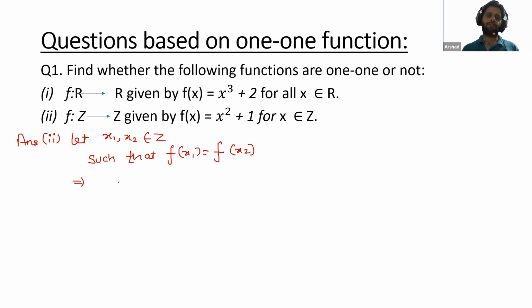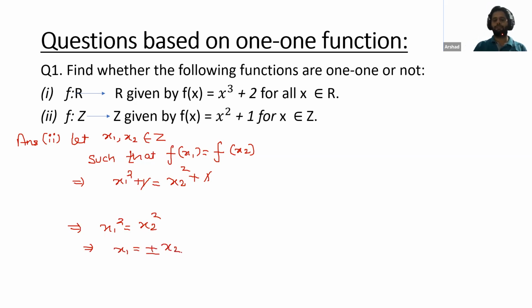Then what is meant by fx1? x1 square plus 1 is equal to x2 square plus 1. 1 will cancel out, so you will get x1 square is equal to x2 square. Now this is an even power, so you will get x1 is equal to plus minus x2. So you are getting two values. If we get two values, then we will say function f is not one-one.